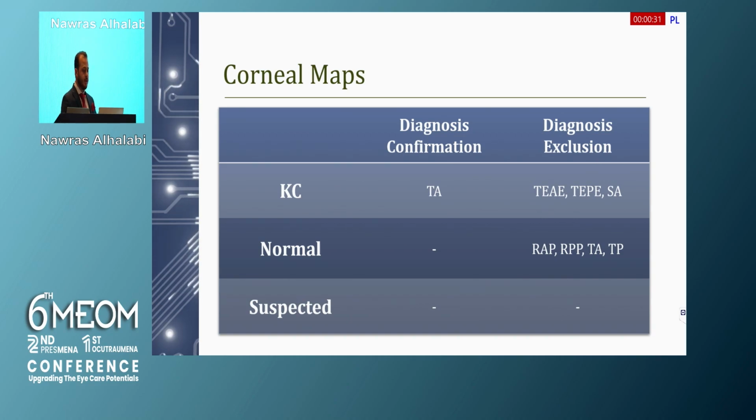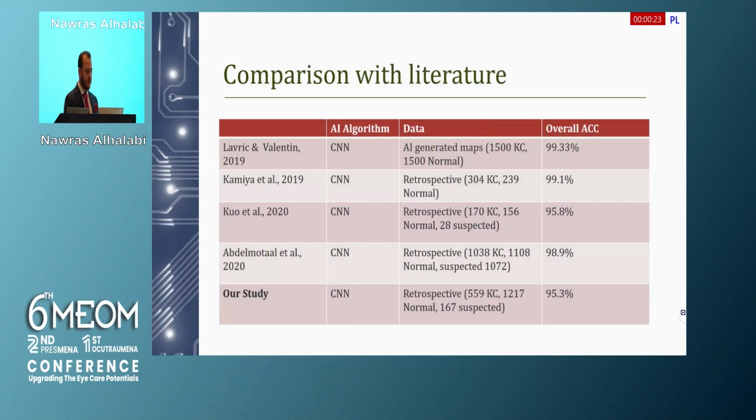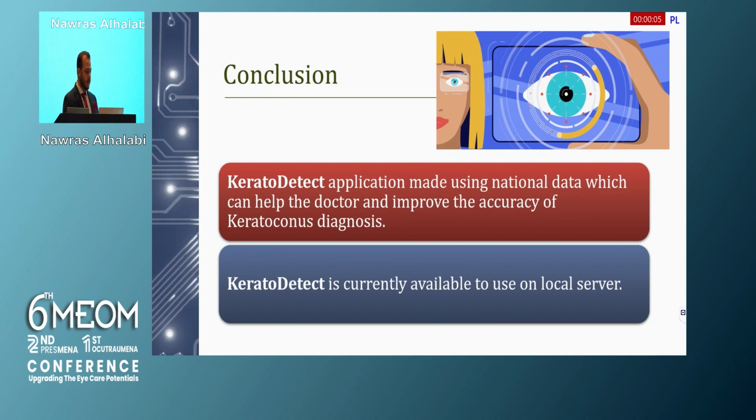When we used only one map, we found that the tangential anterior map alone, without other maps, gave the highest accuracy for diagnosis of keratoconus. Compared to previous studies done before ours, we had one of the lowest diagnostic accuracies, but we have a very high sample size compared to other studies. We also have real patients without computer-generated maps like we found in other studies.